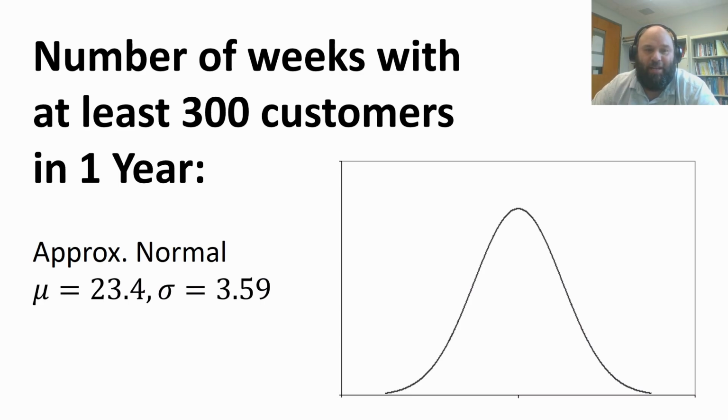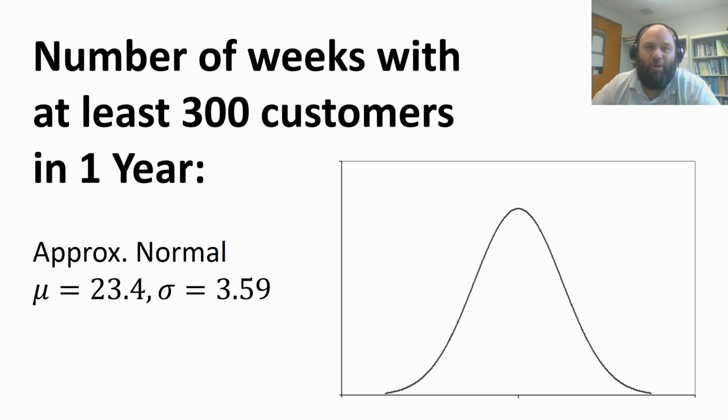What does that mean? That means we expect, on average in a given year, that we'll have more than 300 customers 23.4 of the 52 weeks. And that most of the time we'll have between roughly 20 and 27. That is 23.4 plus or minus 3.59 weeks. So it's roughly 20 to 27 weeks in a given year with 300 or more customers.